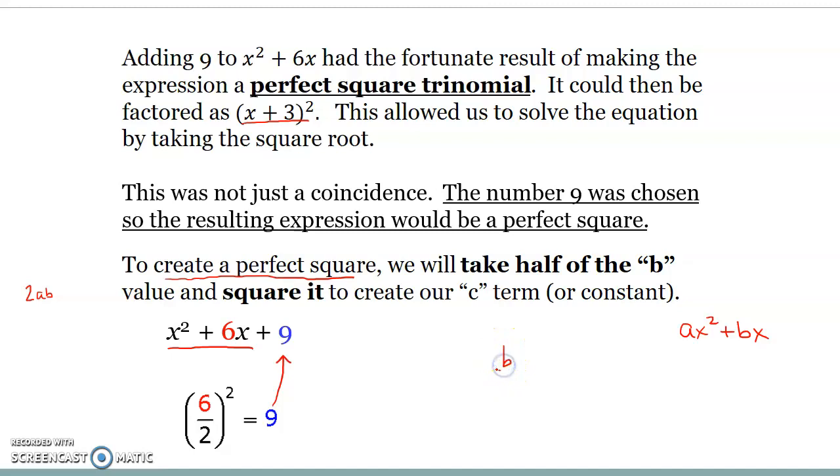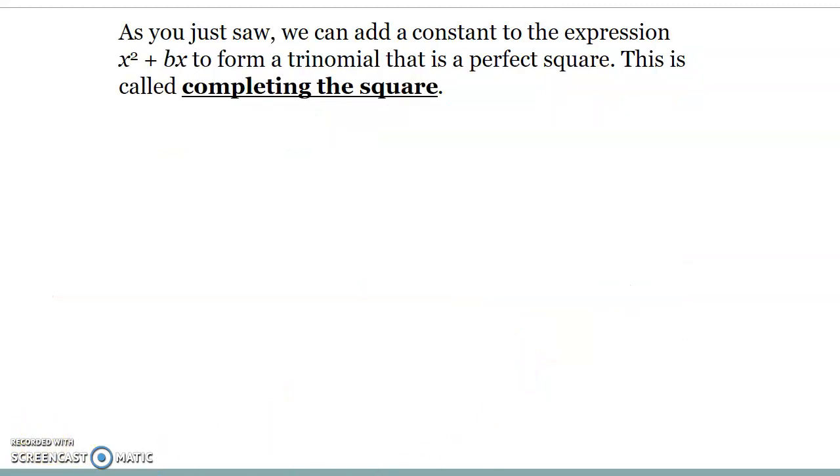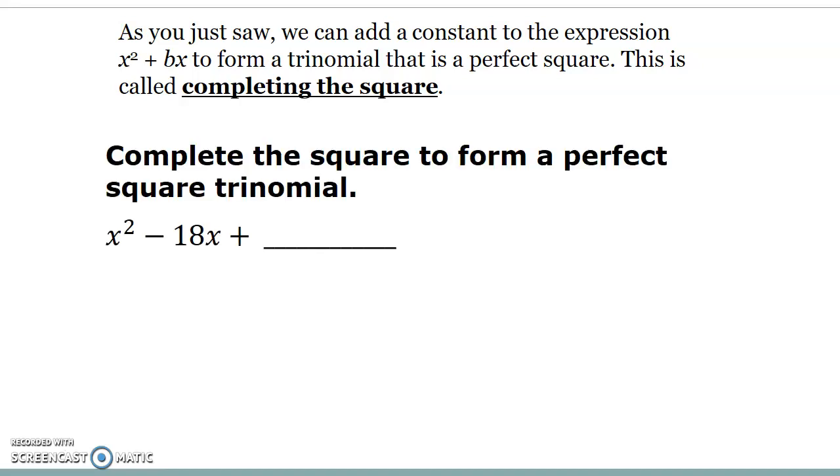So we need to do b divided by 2 and then square it. That will give us our constant. As you just saw, we can add a constant to the expression x squared plus bx to form a trinomial that is a perfect square. This is called completing the square. So that's what we're doing. We're completing the perfect square.